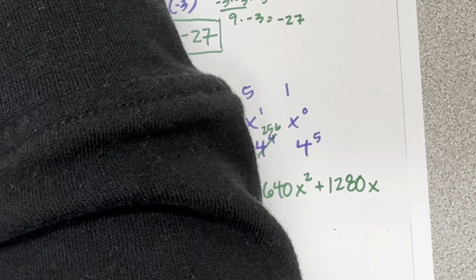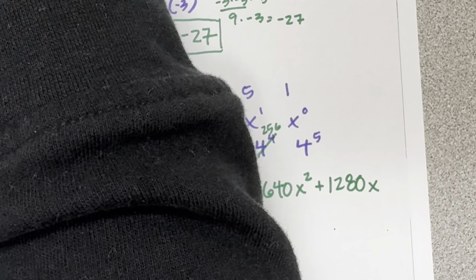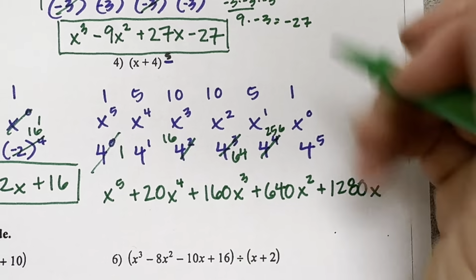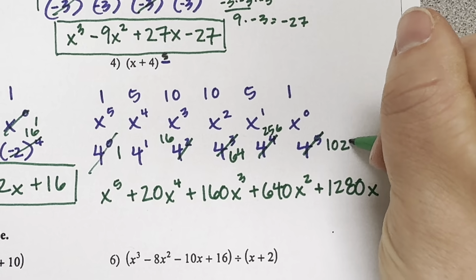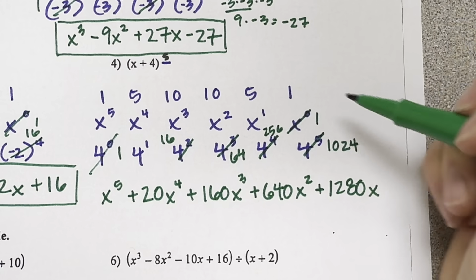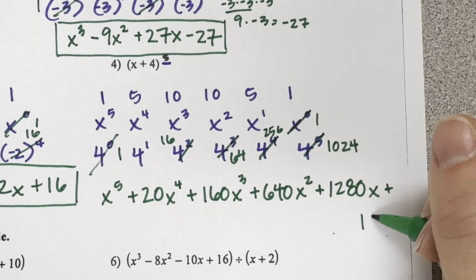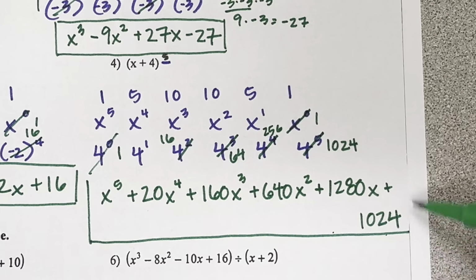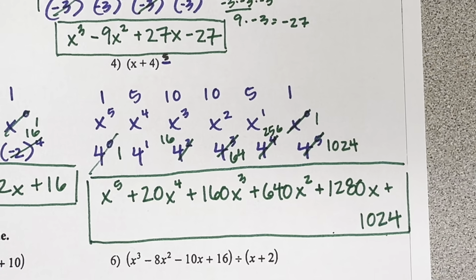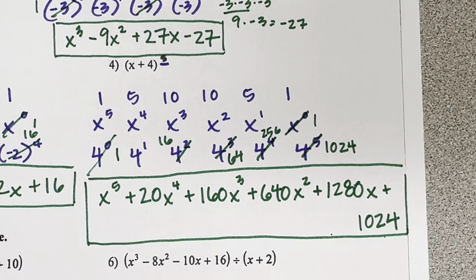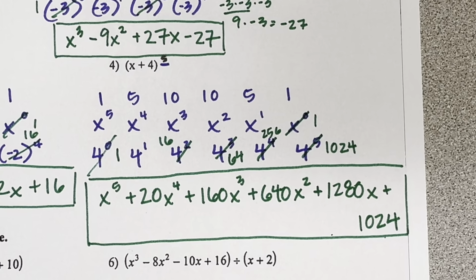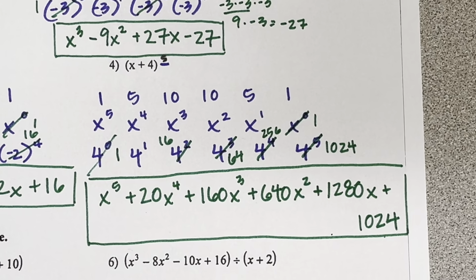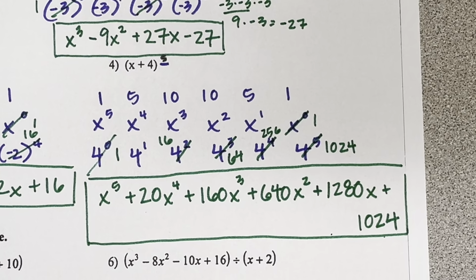And my very last term, 4 to the power of 5, is 1,024. Those are just ones, so we have positive 1,024. And there is my final expression. Woof. Definitely want a calculator. But that is how you use Pascal's triangle, or in other words, the binomial theorem, to expand these binomials.